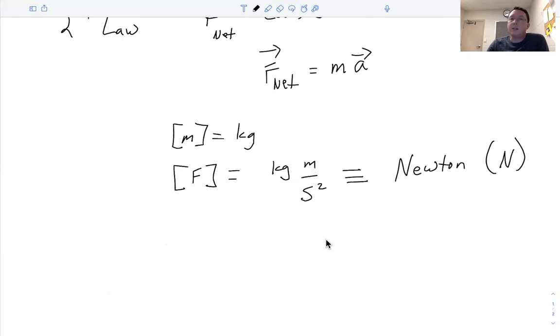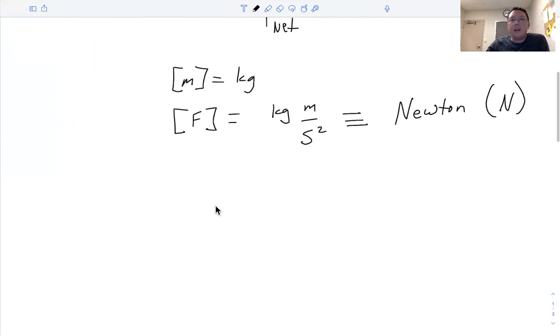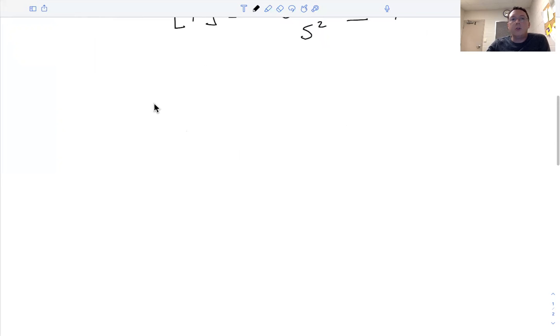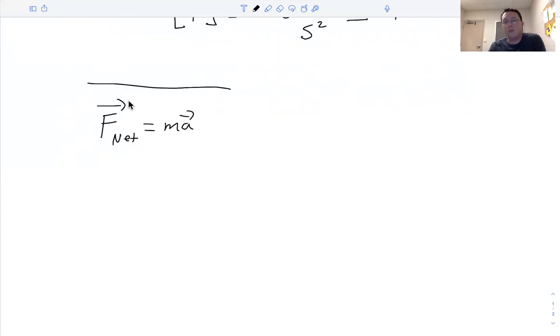In this video, what I want to do is discuss how to apply this idea to a scenario where something's in free fall, and then maybe also work out a couple other examples. The key thing that I want to highlight is that we keep coming back to using this statement. When we solve force problems, we come back to this equation over and over and over.